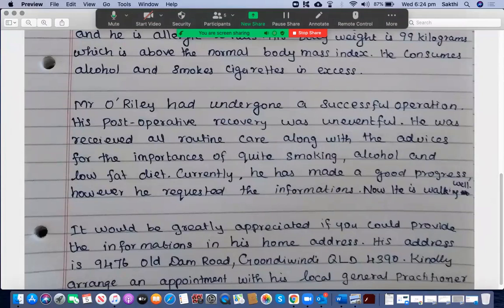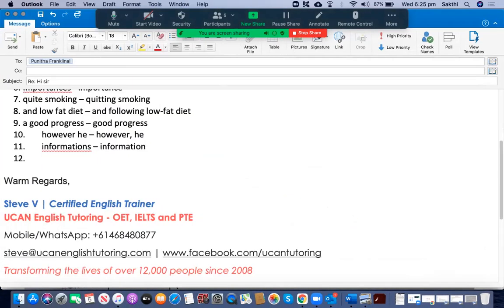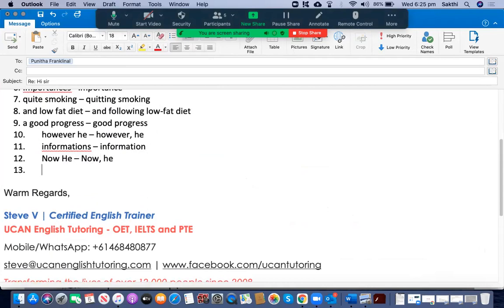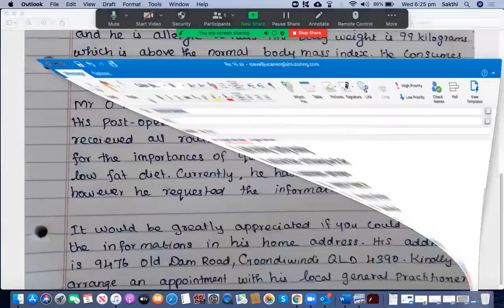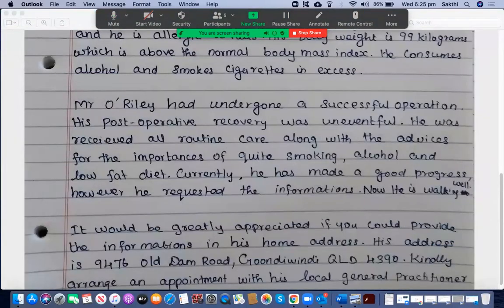All right, let's go to the next one. "Now he is walking well." Don't use the capital H here. After "now" you need to place a comma. You have used capital "Now" and then capital H. That's wrong. You should take "now," comma, and then small "he." What I would like to tell you is that you need to place a comma after "now," and then use a small h only.